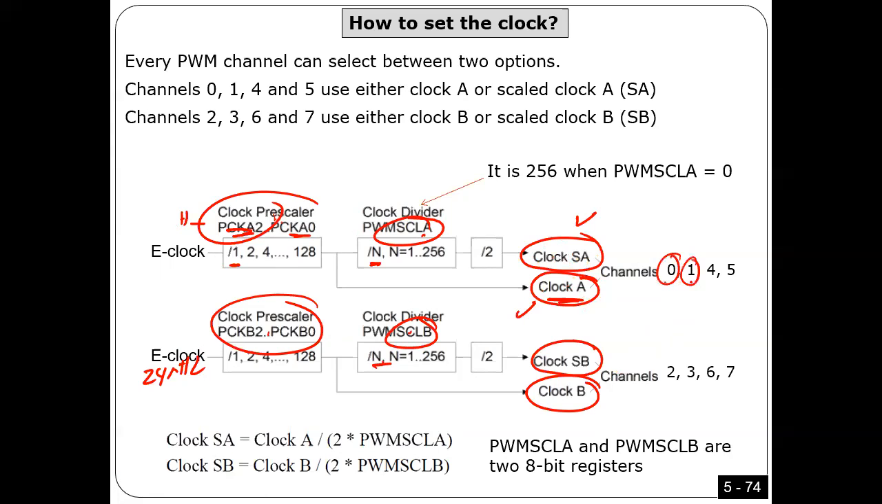They are used for channel 0, 1, 4, and 5. So for every channel you can select. I'm going to show you later how you can select. For this channel, please use this clock. For this channel, please use this clock. For this one, use this clock. For this one, use this clock, and so on.